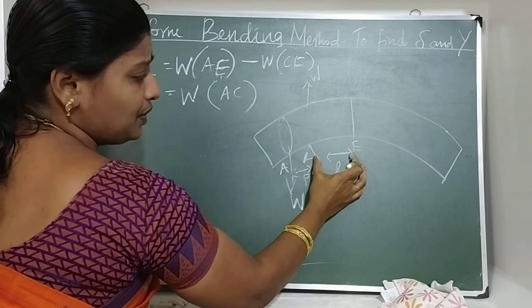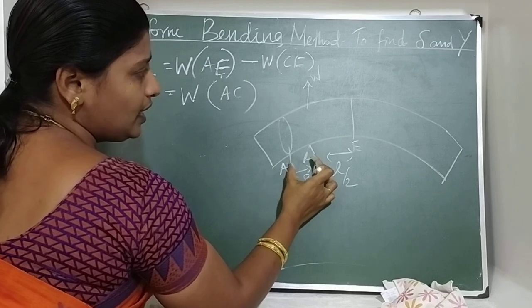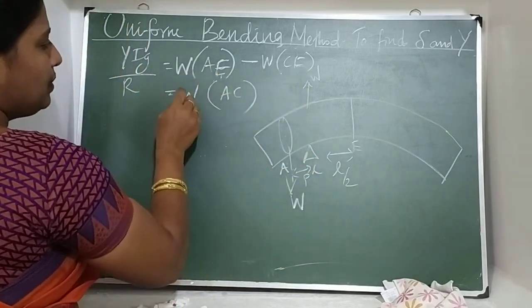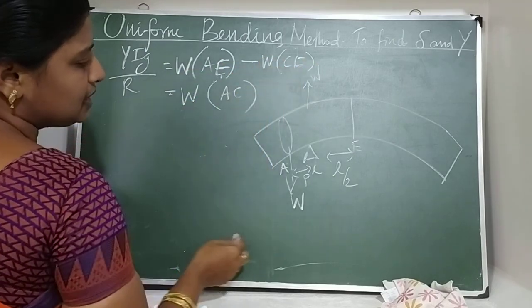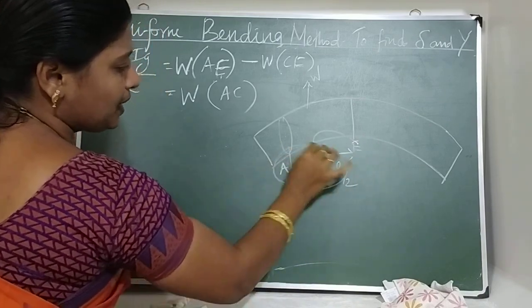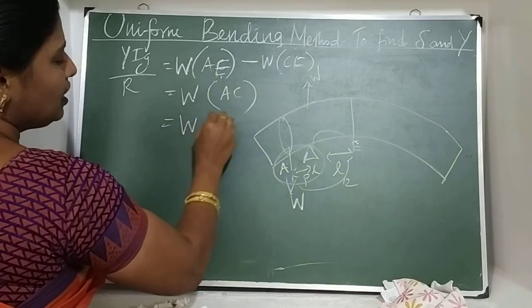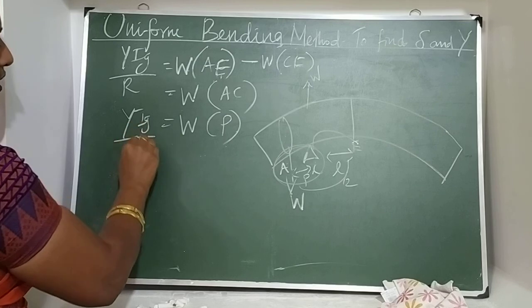You know this length. If you subtract, you won't know this length. This unknown can be identified easily. So W into AE minus W into C. But therefore W is common on both sides. AE minus C, AE minus C. So this is the only unknown value, AC. So this AC gives W into P. This one is Y I_g by R.